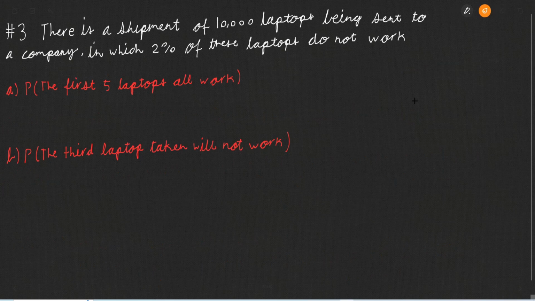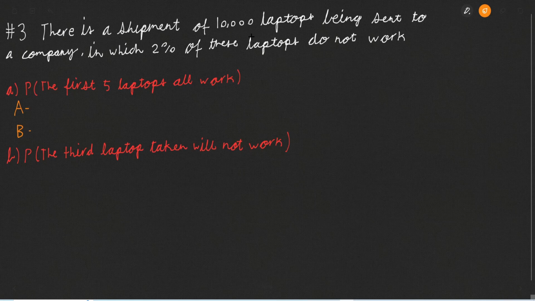Okay, now we have our third and final question, which says that there is a shipment of 10,000 laptops being sent to a company in which 2% of these laptops do not work. So the first thing we want to do is find the probability of the first 5 laptops all working. So we're going to want to find how many laptops actually work, which will be our A, and how many laptops do not work, which will be our B.